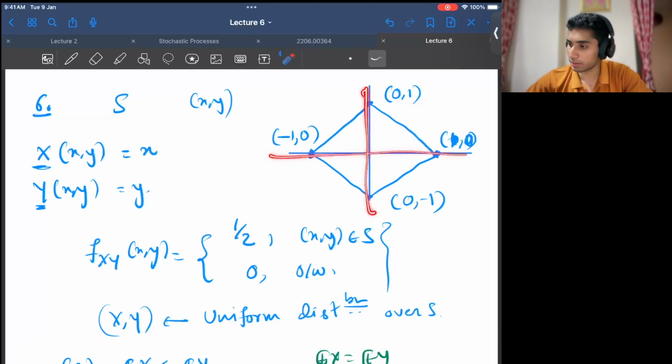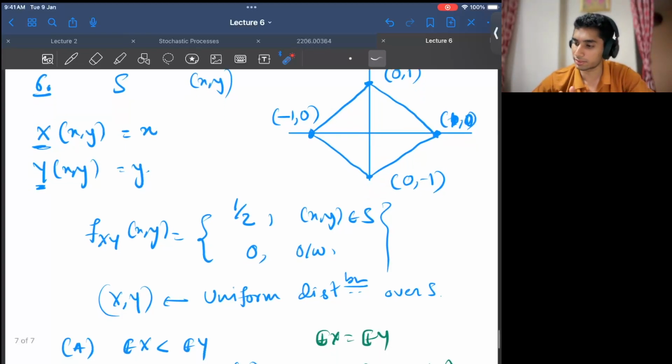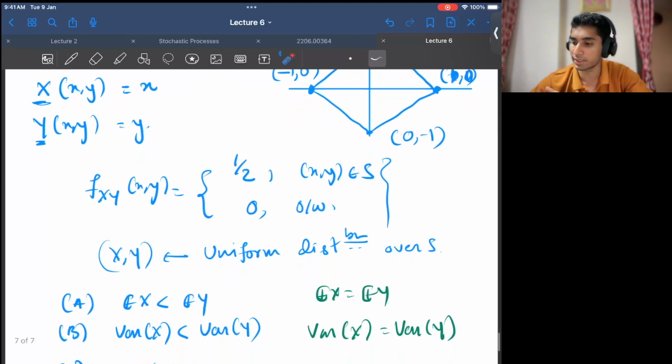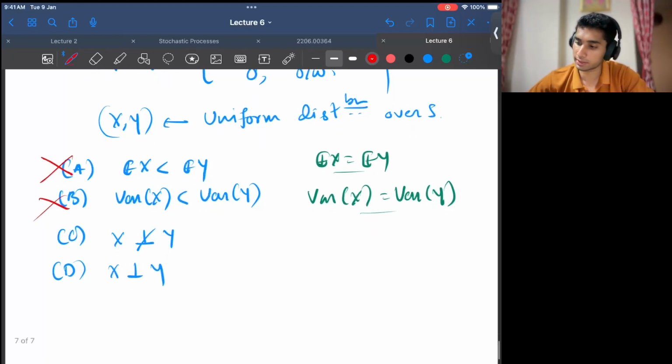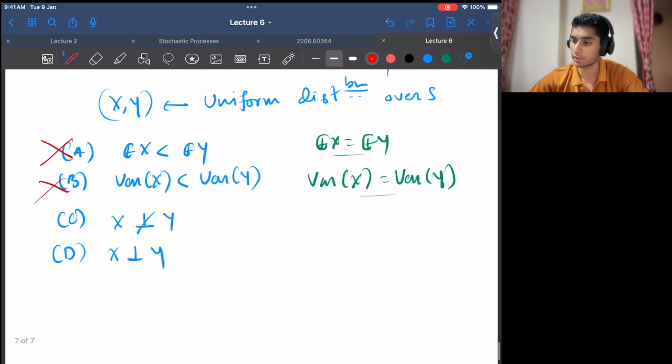This will always be true because of the symmetric nature of the random variables. There's nothing special about X, spatially it's symmetric, and if you rotate this thing by 90 degrees, Y becomes X and X becomes Y. They are interchangeable, so expected value and all the moments will be the same. Since that is the case, the first two options are straight away incorrect. Expected value of X is equal to expected value of Y, not less than. Similarly, variance of X is equal to variance of Y, not less than.